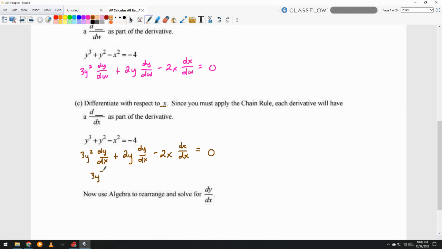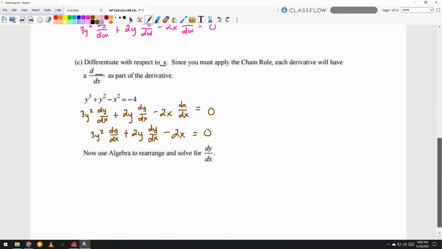So we have our 3y squared dy over dx. This is a y term with respect to x, so we have to put this. 2y dy over dx, same reasoning. Minus 2x, no need for dx over dx because that's equal to 1, and then the whole thing's equal to 0. Now this allows us to actually solve for dy over dx.